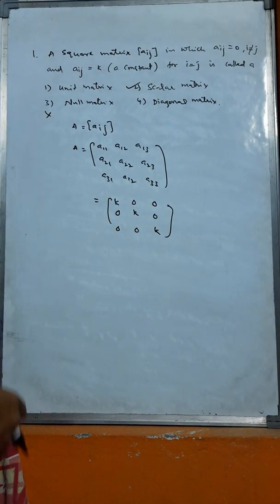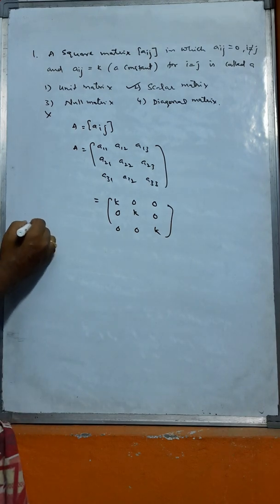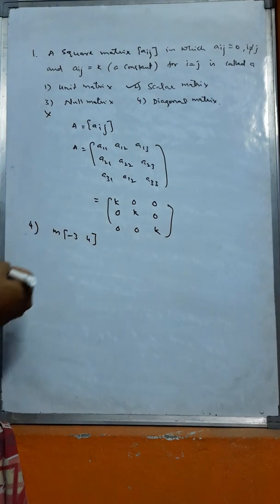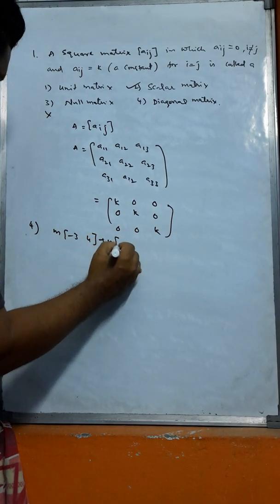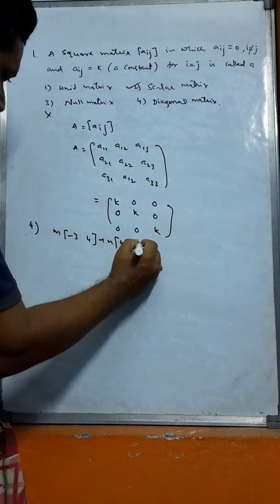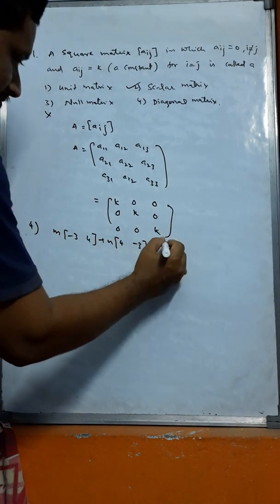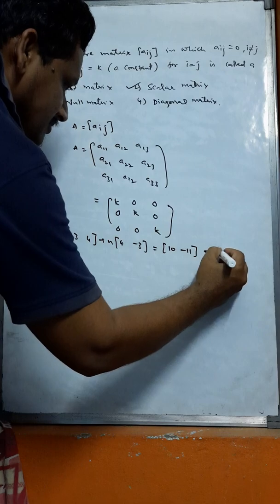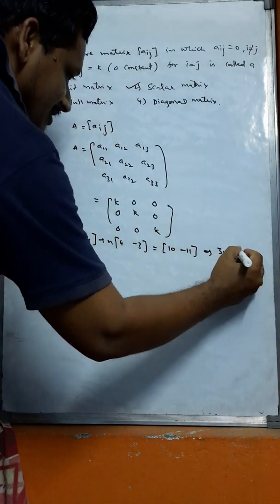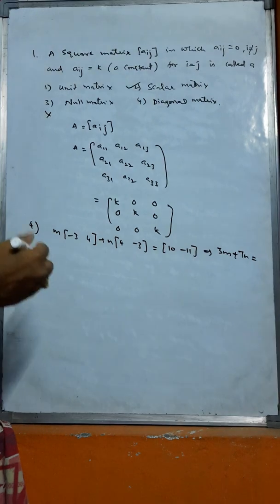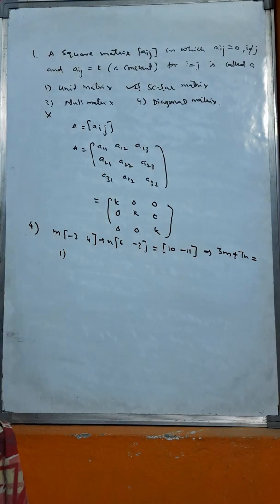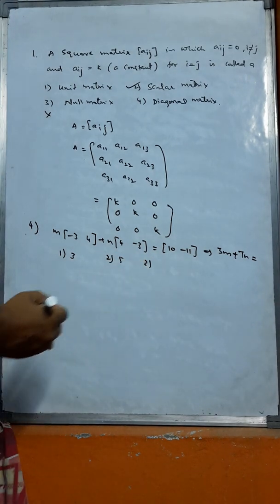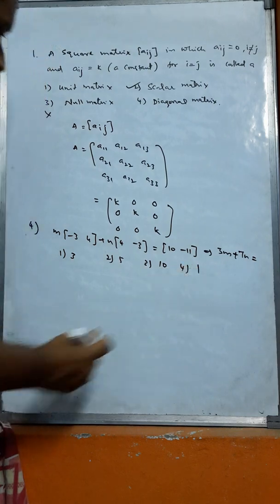Now what about the second one? Next, fourth one: m times the matrix minus 3, 4, plus n times the matrix 4, minus 3, is equal to the matrix 10, minus 11. Find 3m plus 7n equal to. The options are: first one is 3, second one is 5, third one is 10, fourth one is 1.